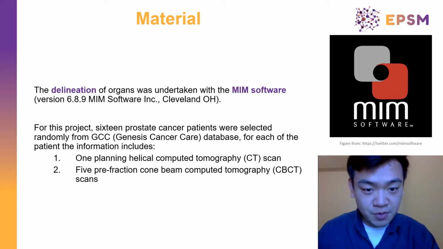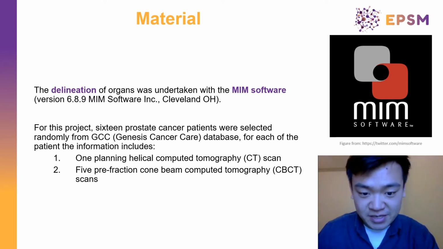And the next is the materials that have been used in this project. The delineation of organs was undertaken with the MIM software, and for this project, 16 prostate cancer patients were selected randomly from the Genesis Cancer Care database. For each of the patients, information includes 1 planning CT scan and 5 pre-fraction CBCT scans.